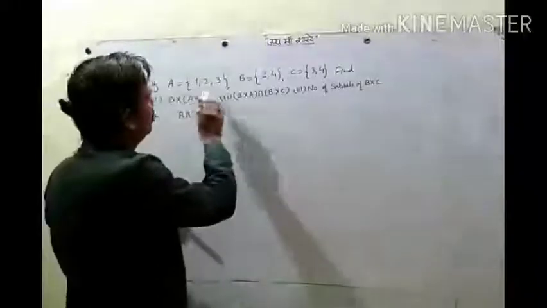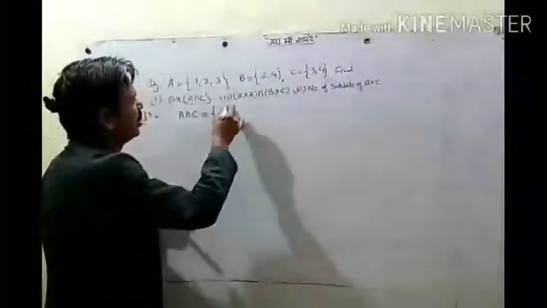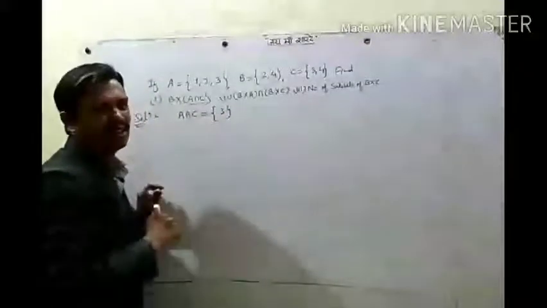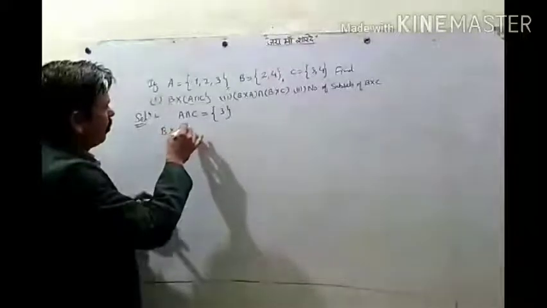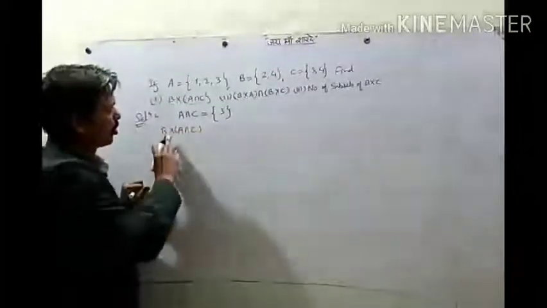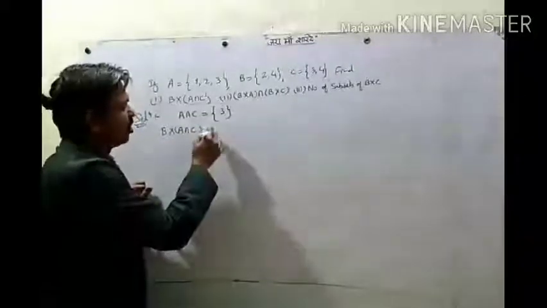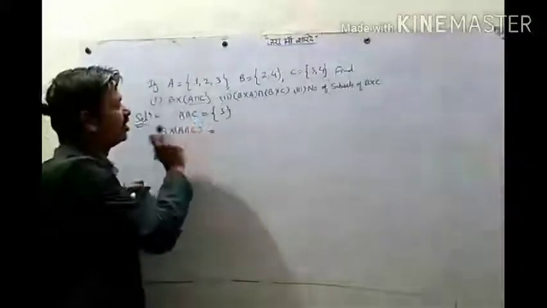Which elements are common in A and C? 3. So A intersection C is having only one element, 3. Now B cross A intersection C. Order is important. We need this set. So first should be B set, then A intersection C.